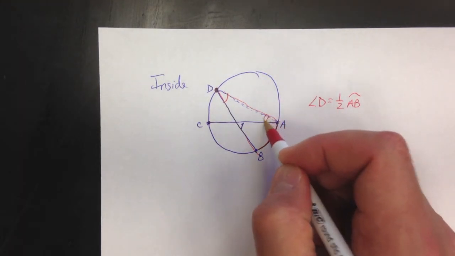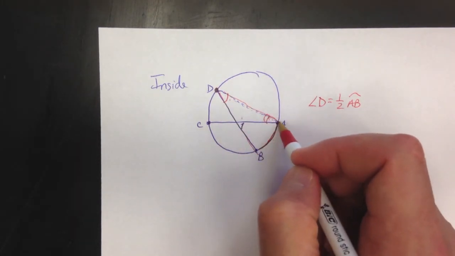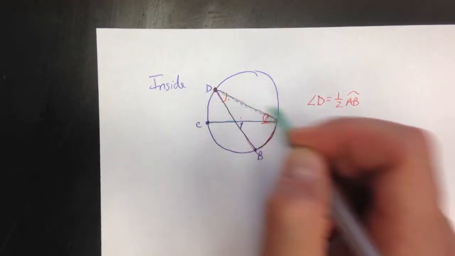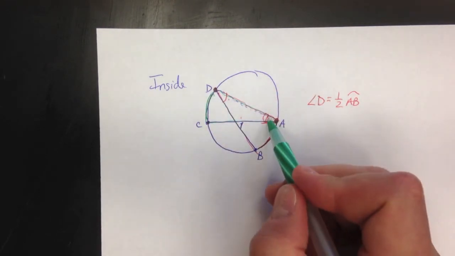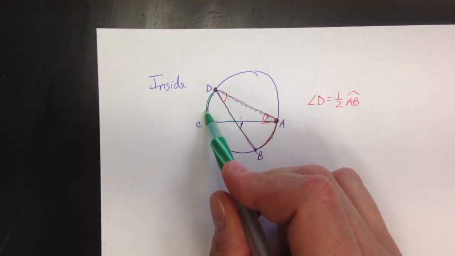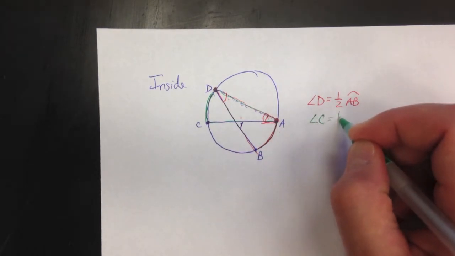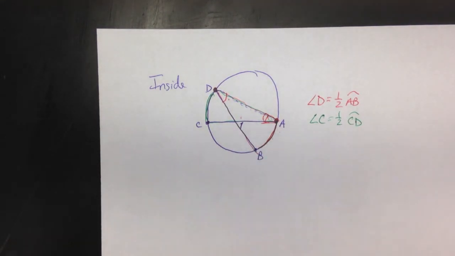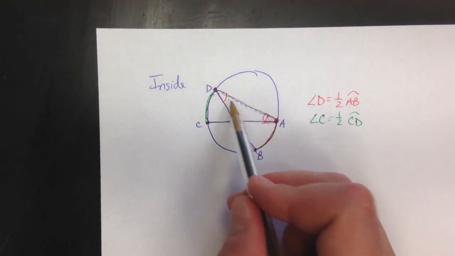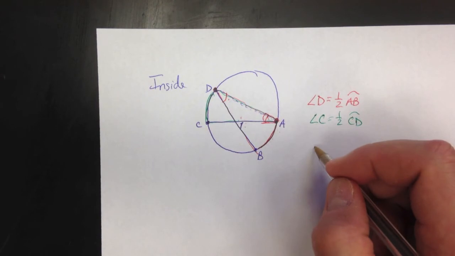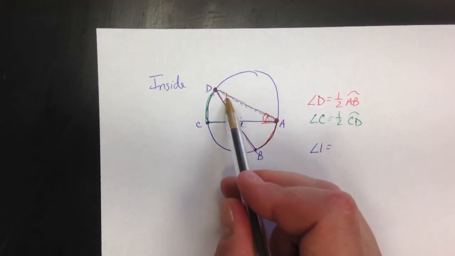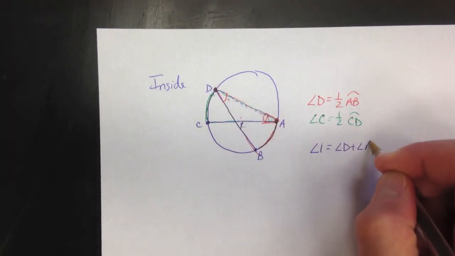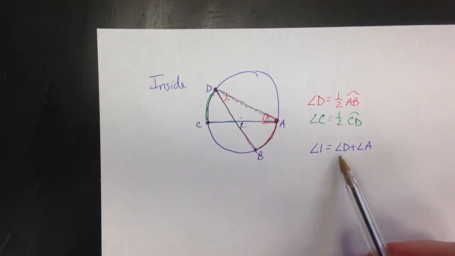Now, if I look at angle A, which is also in the triangle, angle A is also inscribed. The vertex is on the circle. If I trace that out, it hits the circle at arc CD. Angle A is on the circle, so it's half the measure of the intercepted arc. So angle A is half the measure of arc CD. Angle 1 is not in the triangle, but angle 1 is what we call an exterior angle. We have a relationship that says angle 1 is equal to the sum of these two remote interior angles, angle D plus angle A. Angle 1 is equal to angle D plus angle A.